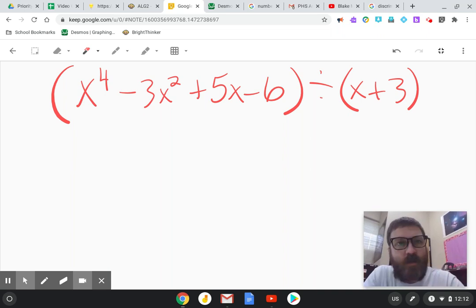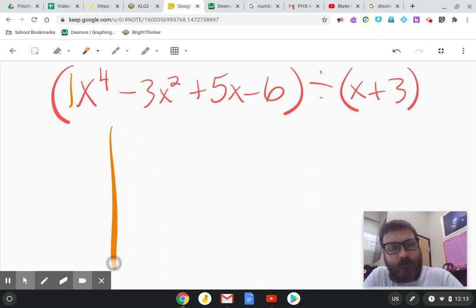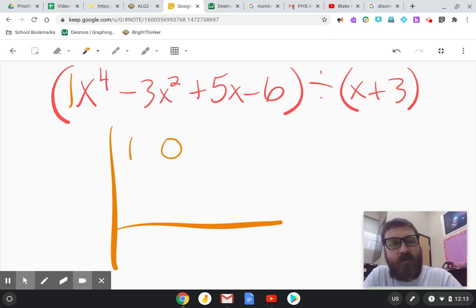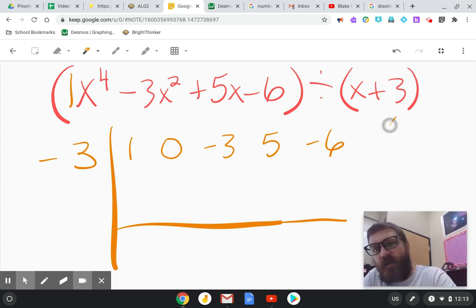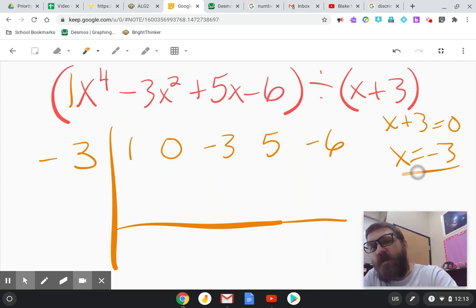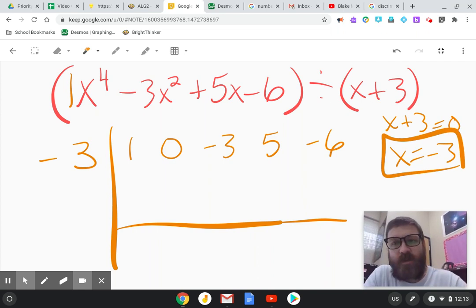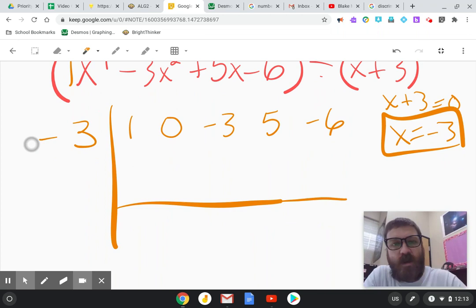So let's go into it. So we know we're going to set up the problem by doing 1, 1. Now, because there's a missing x to the third, we're going to put a 0 in the spot for that. Then we're going to go down. Minus 3, 5, minus 6. This has a 0 of -3. Again, that's because x plus 3 equals 0 gives a result of x equals -3. That's how I know what goes all the way over there. Then I'm going to go through the process.